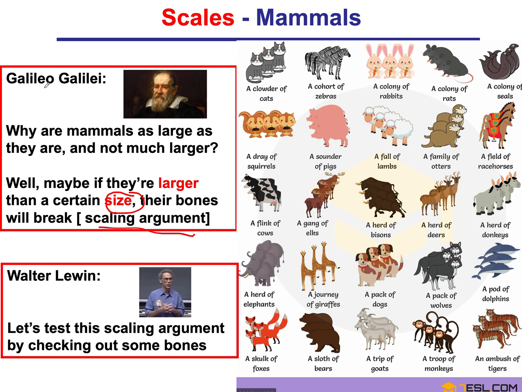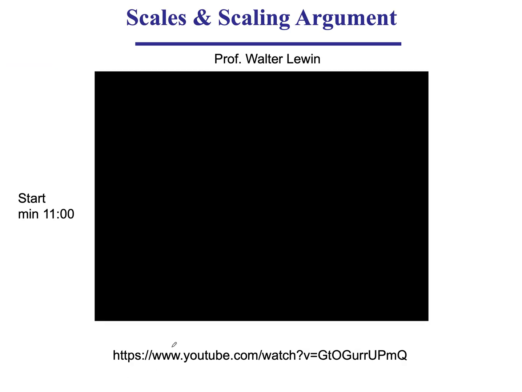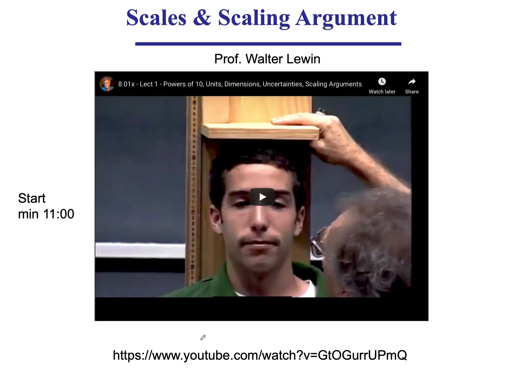Then came Professor Walter Lewin, retired professor at MIT, and he said, well, that's a very interesting argument that Galileo has come up with. So let's check it out. What Professor Lewin has done is he went to a few mammals and tried to test them, to see if this scaling argument is correct or incorrect. So you start with an argument and then you do an experiment to see if this argument holds true. This is Professor Walter Lewin, and here is the URL for the video.